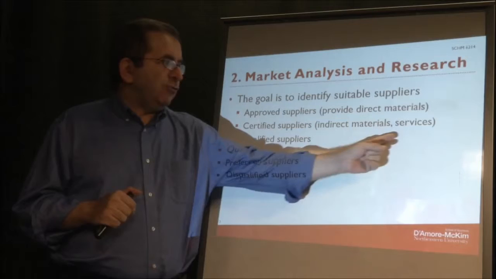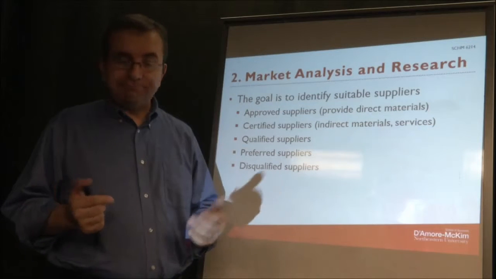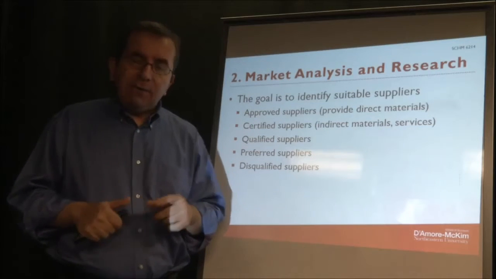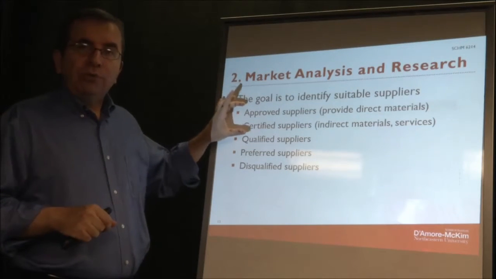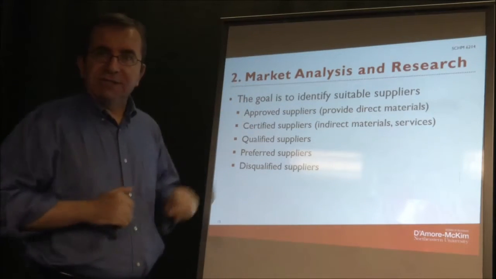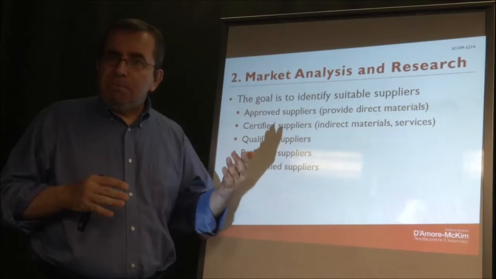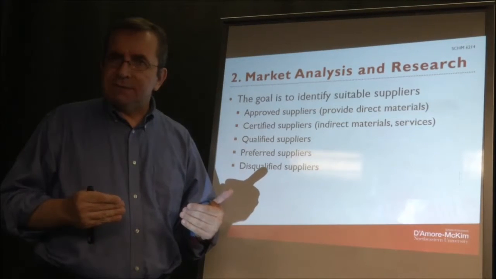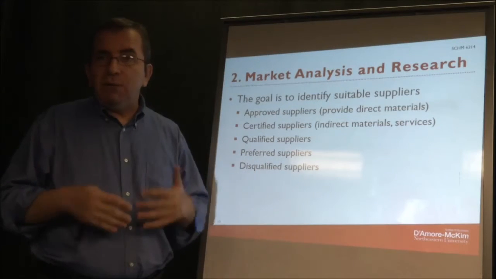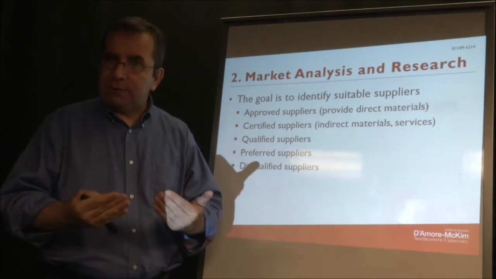When you're buying indirect materials or services, these are called certified suppliers. And then you have qualified suppliers. Now, approved and certified means you're already working with these suppliers, and if you want to buy something new, you can go back to them. Qualified means you may or may not be working with these suppliers. These suppliers may just be waiting there for your business. They're qualified. You can start working with them.